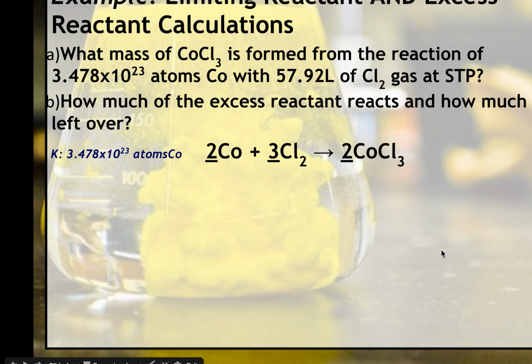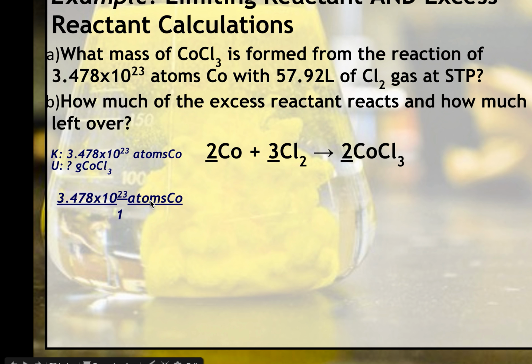First thing we need to figure out is how many moles I have of cobalt. It's told me how many atoms there are. So I need to figure out how many moles there are and then convert that into grams, because that's what my question is asking for. What is the mass? So I know I have to do a lot of converting in this question. So let's get started.